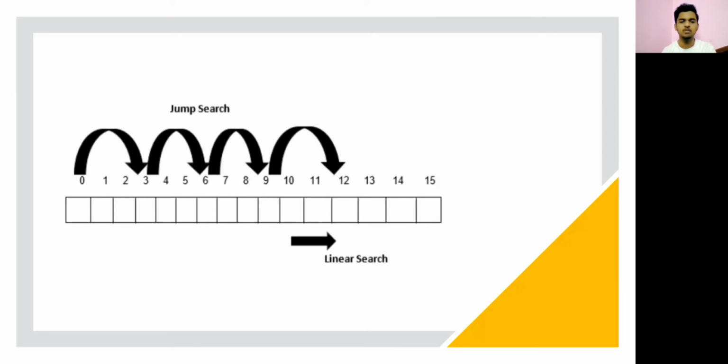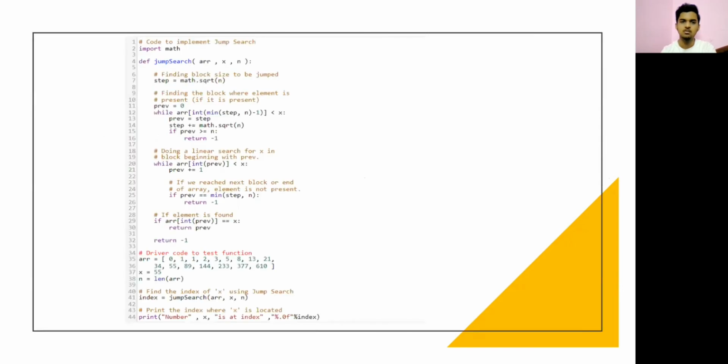By this figure, we can understand that by skipping some of the elements in the array and then performing a linear search, we can easily find the required number. Here is the code to implement a jump search.